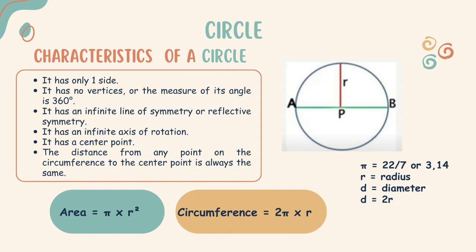The formula for the area of a circle is pi times radius squared, and the formula for the circumference of a circle is 2 pi times radius. The value of pi is 22 over 7 or 3.14.